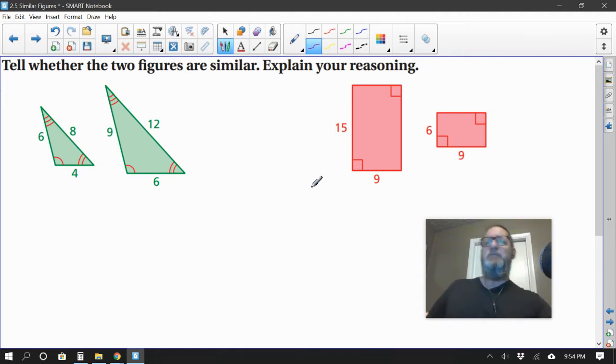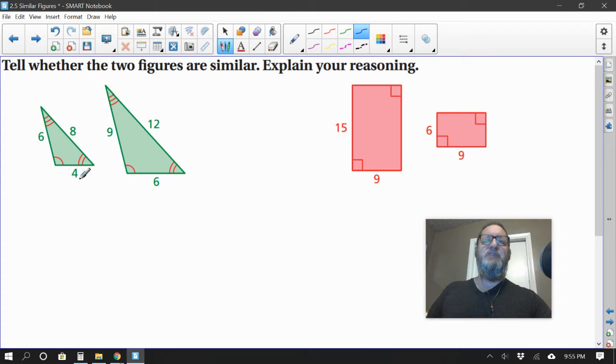All righty, so here we go. Tell whether the two figures are similar and explain your reasoning. Okay, so here we go. Now in this case, we have 1, 2, and 3 little arcs and 1, 2, and 3 little arcs. Okay, good. We're part of the way there because the angles had to be the same. But are the side lengths proportional? Okay, so let's try to set up a proportion and find out.